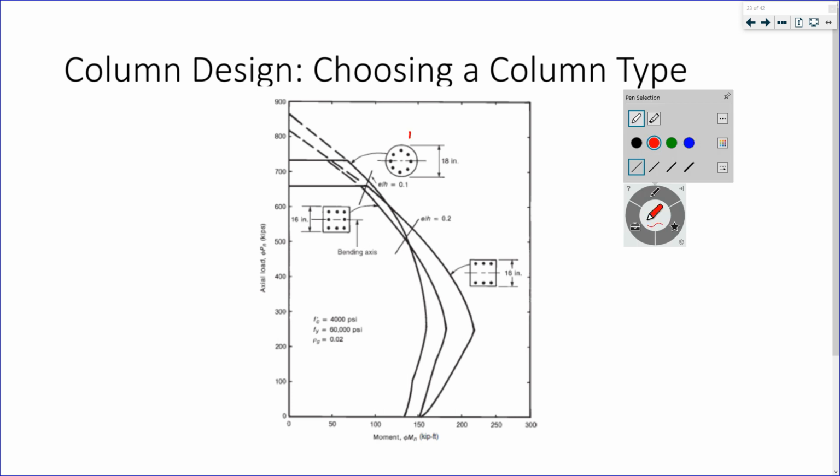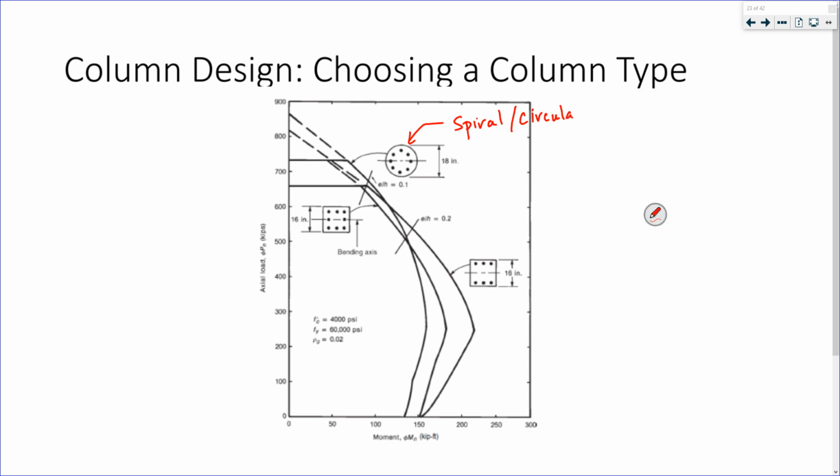We have a circular spiral, right? You're not going to have a spiral in a square column because spirals are generally in a circle. So that's a spiral circular column. Then we have a square or a rectangle.